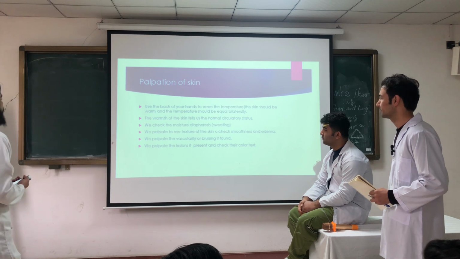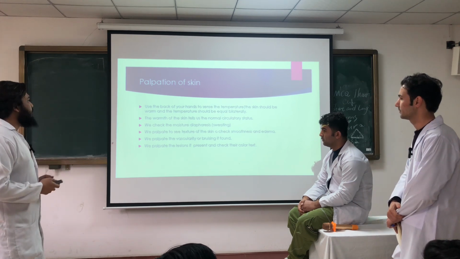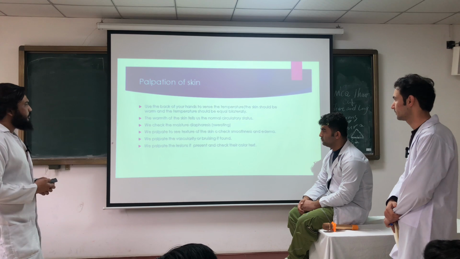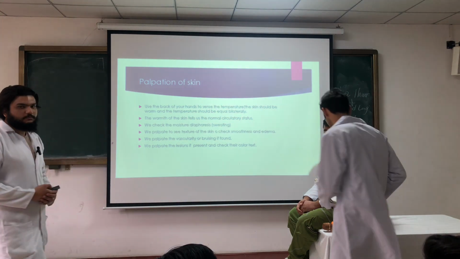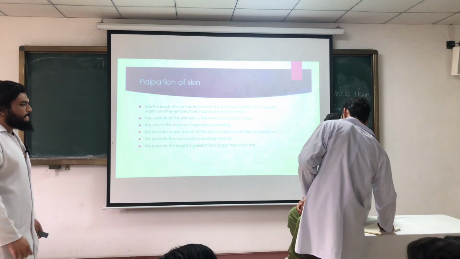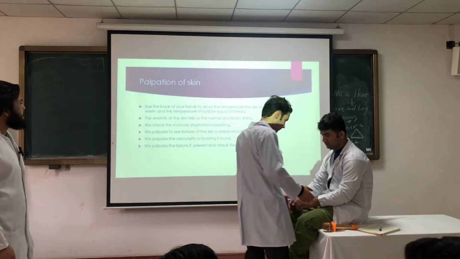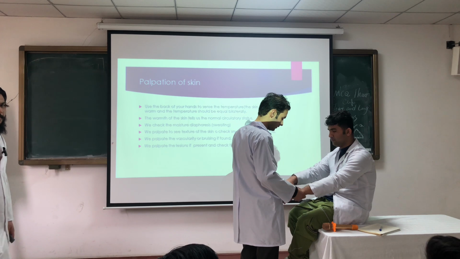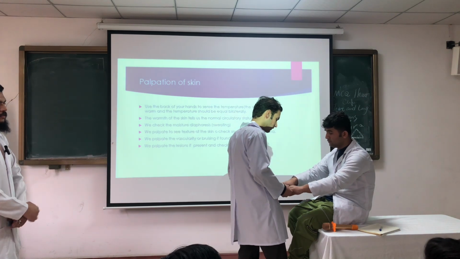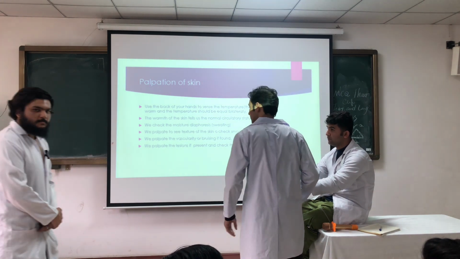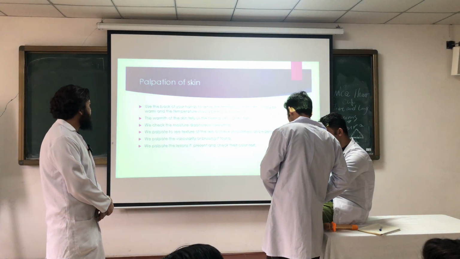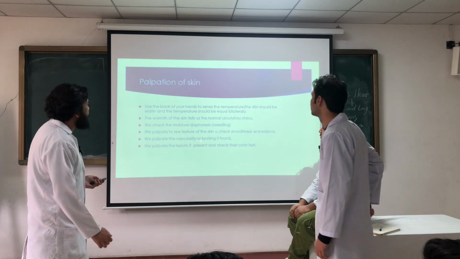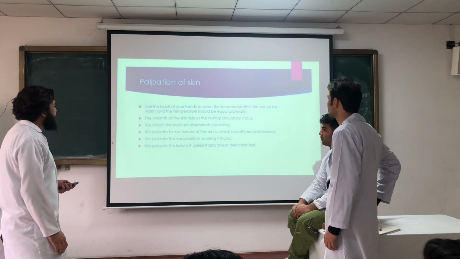Next is the palpation of skin. We use the back of our hands to sense the temperature. The skin should be warm and the temperature should be equal bilaterally. So will you give me your hands? So in this patient, the temperature is same bilaterally, and the skin color is also normal. The warmth of the skin tells us the normal circulatory status.